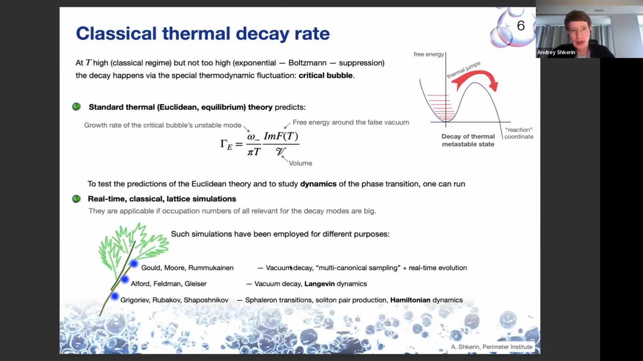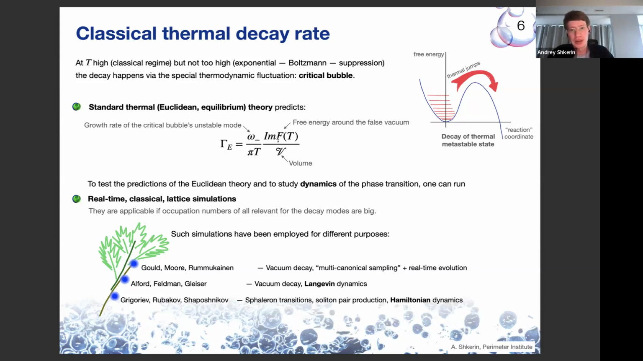So we assume that the temperature of the system is high enough so that decays happen in the classical regime, but it is not too high, and the decays are still exponentially suppressed. And then, as I discussed, it is just the Boltzmann suppression. In this case, we can use standard thermal or equilibrium theory to calculate the decay rate. And one can write a fairly general formula for the decay rate.